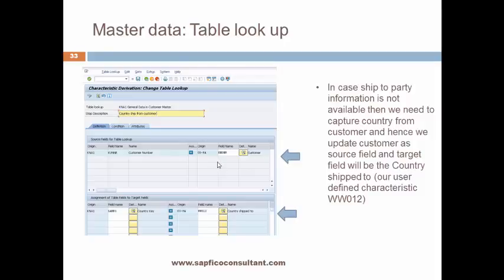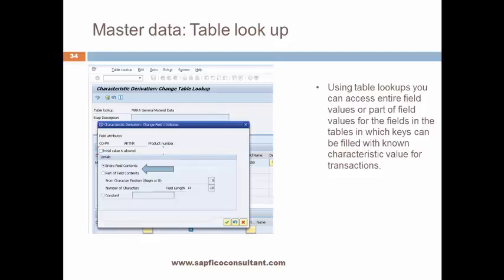Then we need to capture country from customer, and hence we update customer as the source field, and in the target field we update country shipped to, which is our user defined characteristic WW012. Table lookups can be used to access entire field contents or even part of field contents from certain fields.